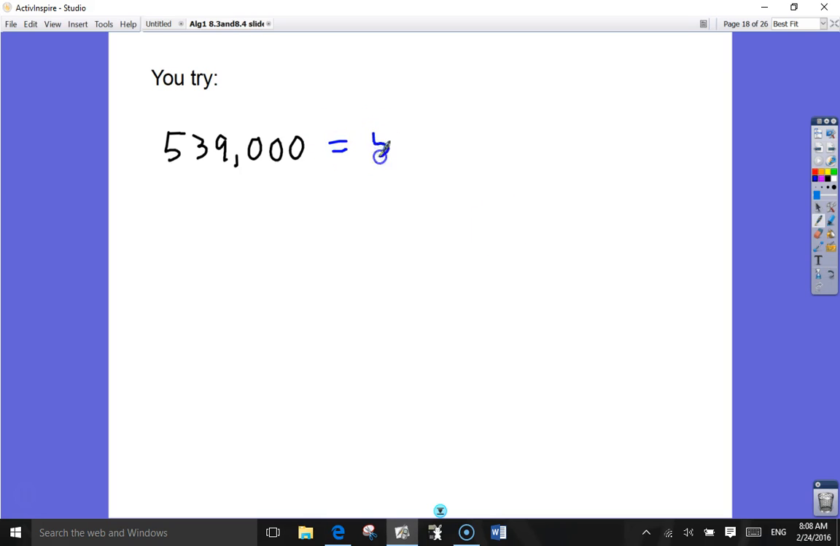So the first part of it is kind of decided. It's going to be 5.39. The only question is, how many places over did you move to go 5 to the left, right? So that makes positive 5.